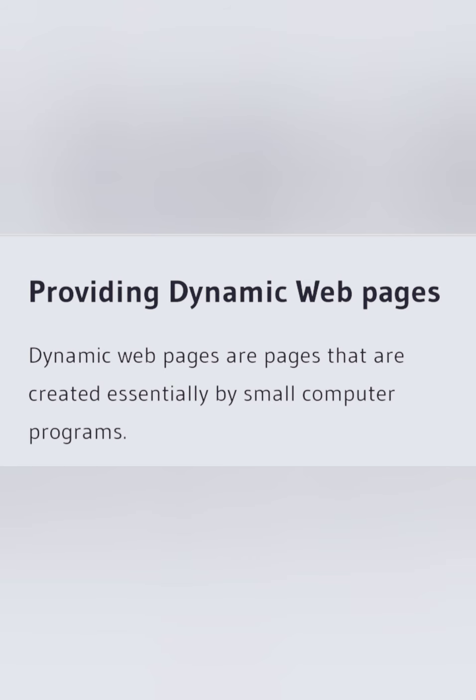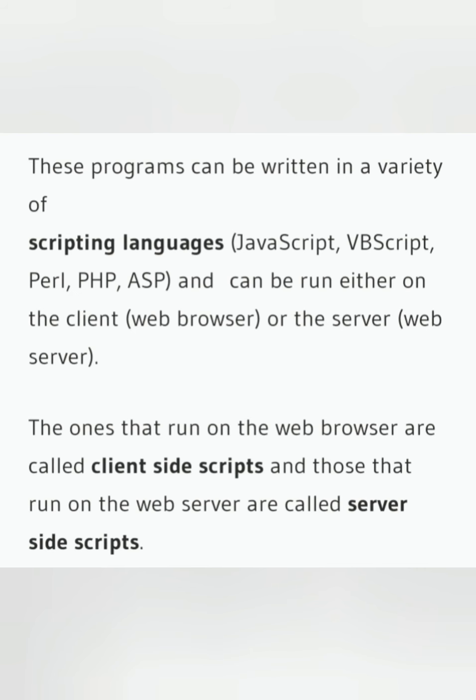Providing dynamic web pages. Dynamic web pages are pages that are created essentially by small computer programs. These programs can be written in a variety of scripting languages like JavaScript, VBScript, Perl, PHP, ASP, and can be run either on the client web browser or the web server. The ones that run on a web browser are called client-side scripts, and those that run on a web server are called server-side scripts.